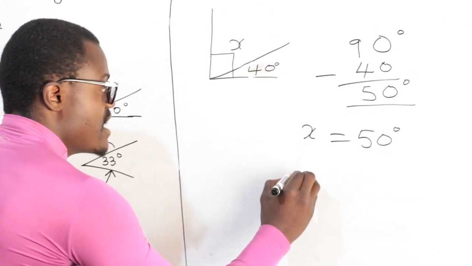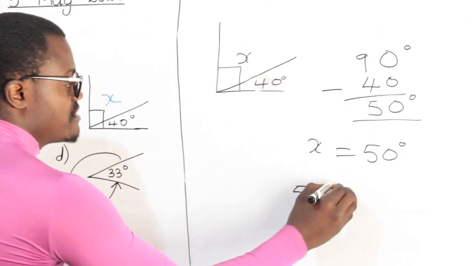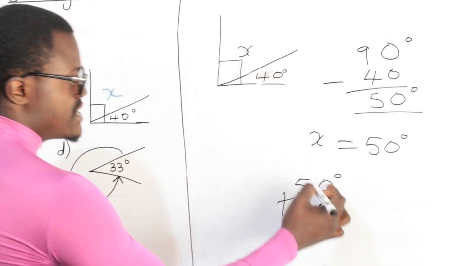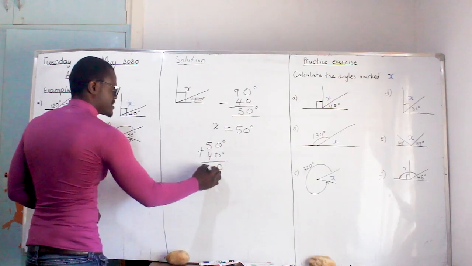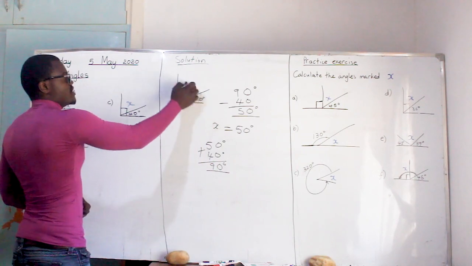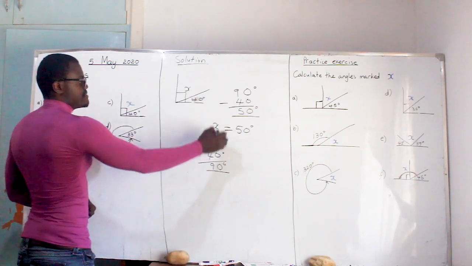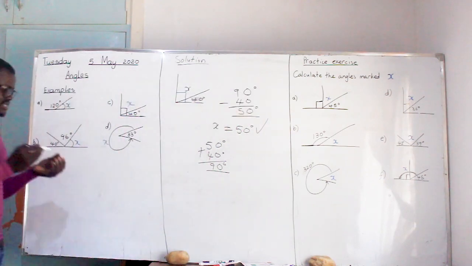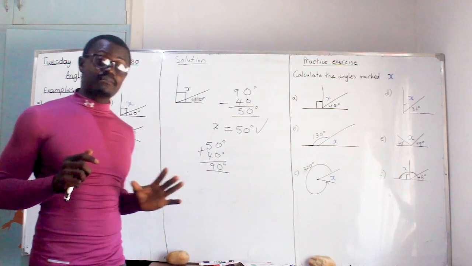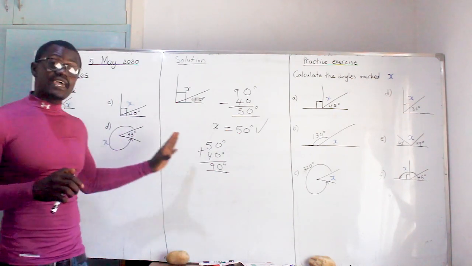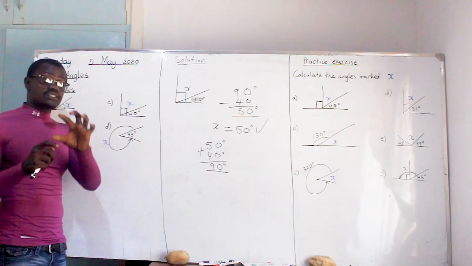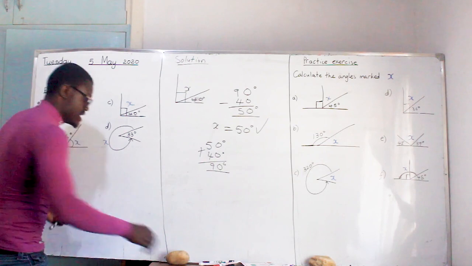So if we say 50, the X that we found, 50 degrees, plus 40, which we have been given there, 0 plus 0, that's a 0, 5 plus 4, that's a 9. So it's correct. Why? If we add the two numbers, we are getting 90 degrees, meaning to say our answer is correct. Hopefully, we are moving together in these examples. Please follow the examples such that you'll be able to calculate the angles in your exercise that you are going to write.